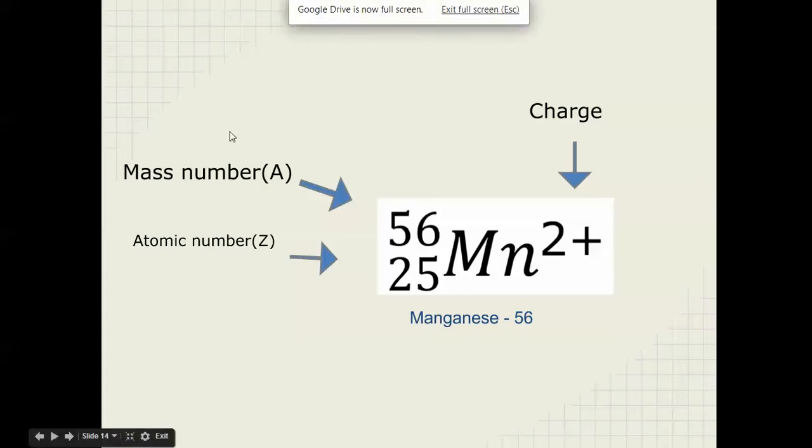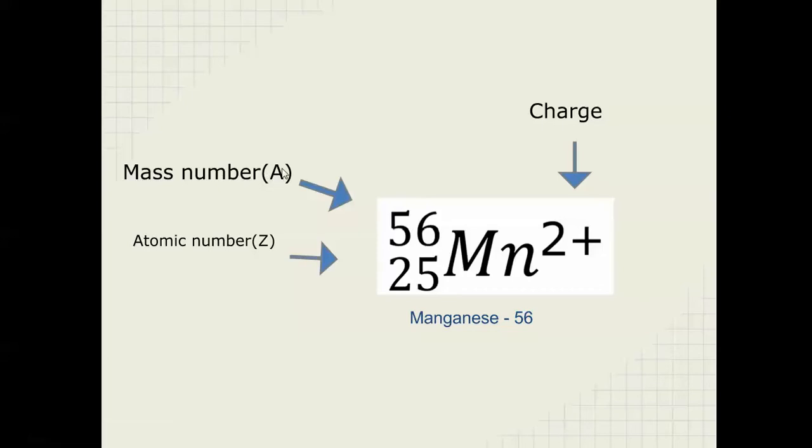So we need to get a handle on this notation. This is notation that we'll see. Here's the element symbol. Here's a charge if it exists. This top number is the mass number. Now remember what the mass number is: protons and neutrons combined. The bottom number is the atomic number, so this is the number of protons. So this is an isotope of manganese. We would call this manganese 56. That would be another way to express this particular isotope.